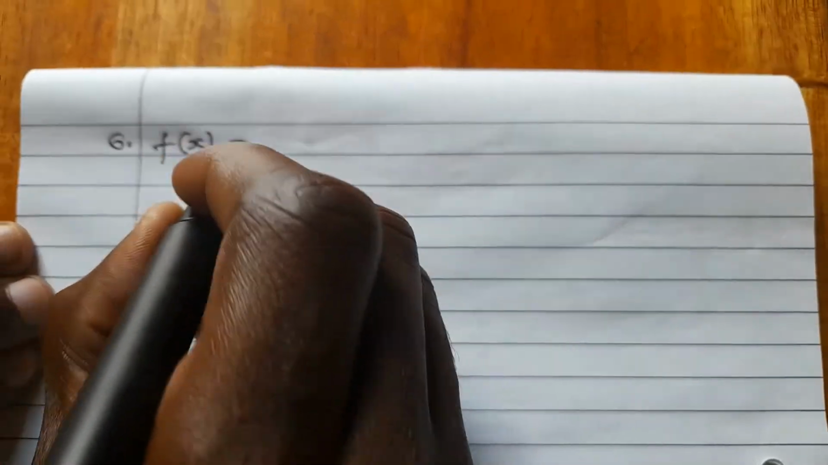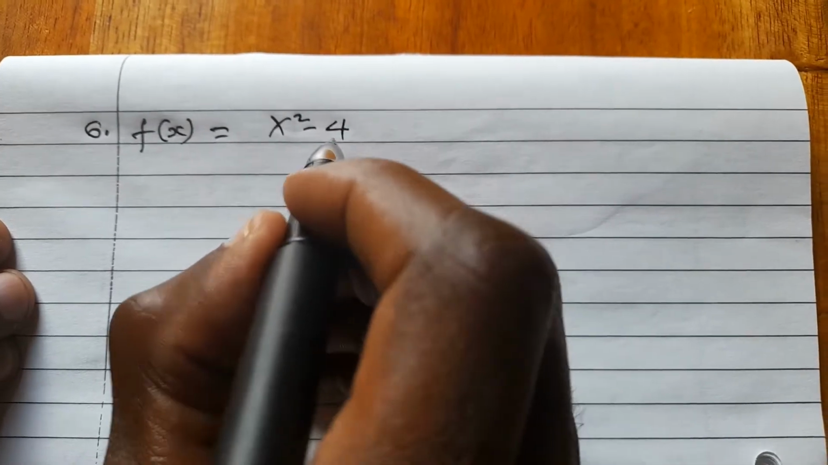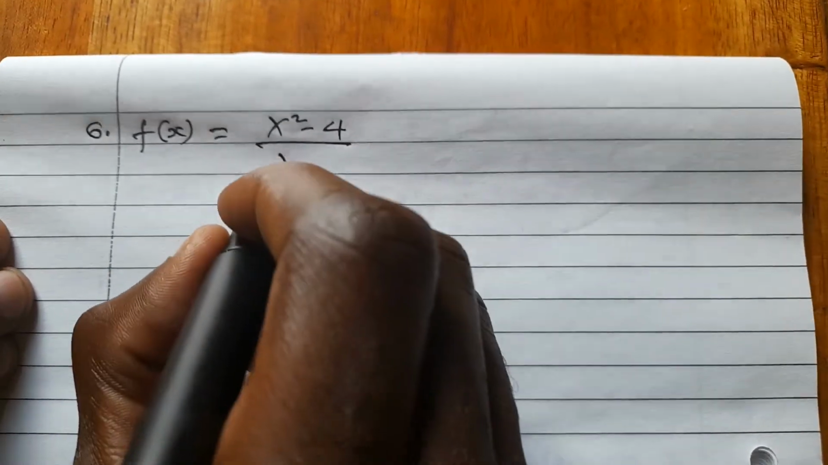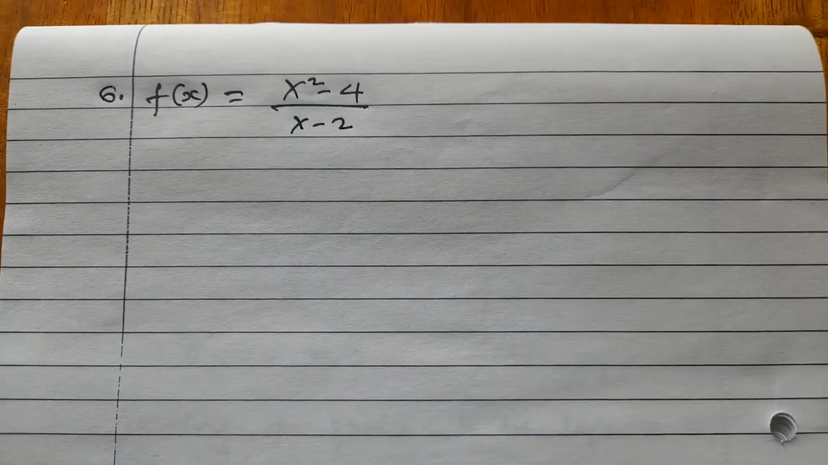So let's have another example and call it example 6. I have a function f of x. This function f of x is defined by x squared minus 4 all over x minus 2. And the question is, what is the domain of the function?